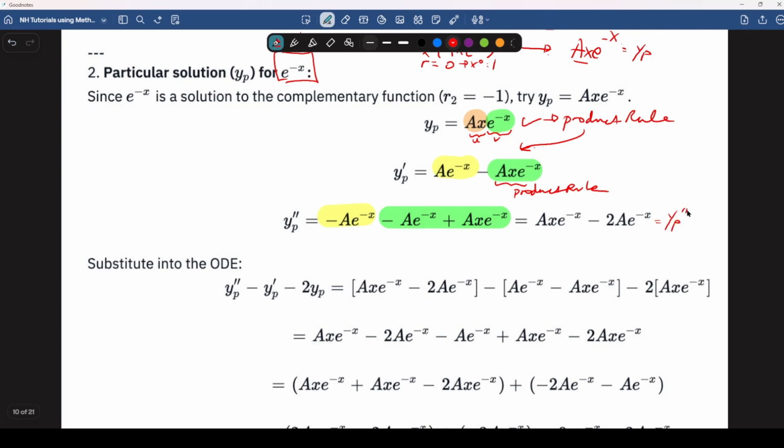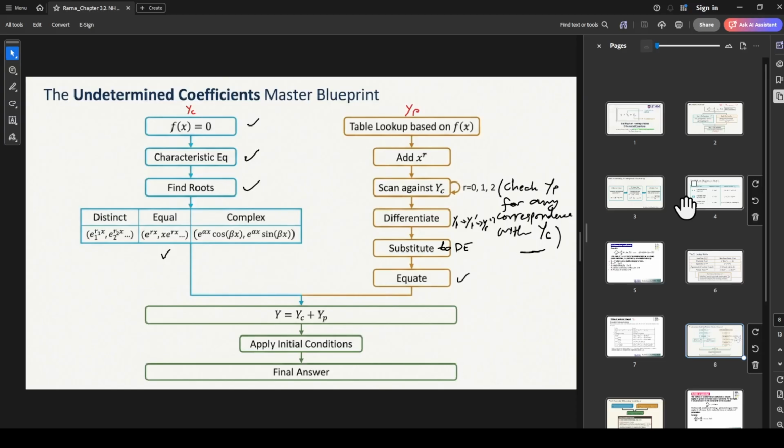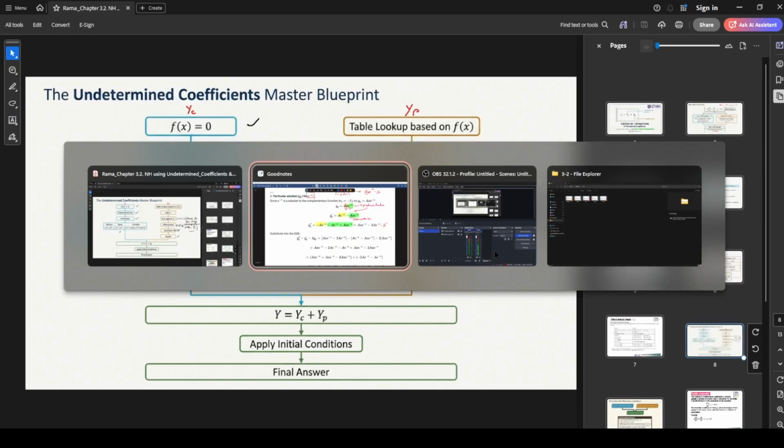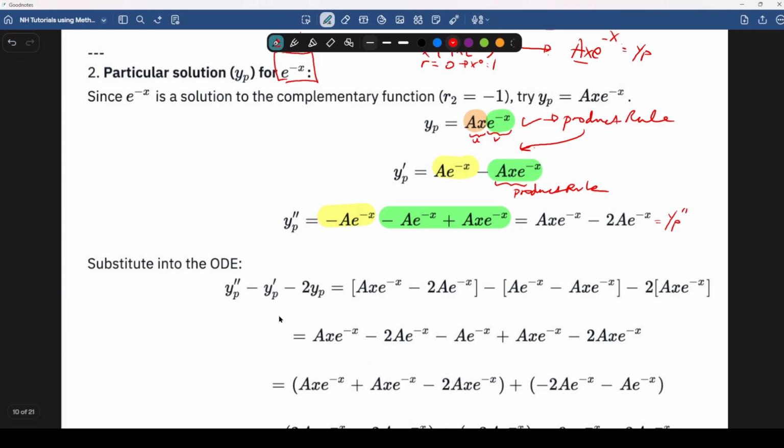The next thing is to substitute into the original differential equation. The original equation is yp double prime minus yp single prime minus 2yp. So we just substitute everything. yp double prime is this part, which we can highlight with a new color here. Then minus yp prime, which is the whole thing there, in a different color, minus 2yp, which is our a x times e to the power of negative x.